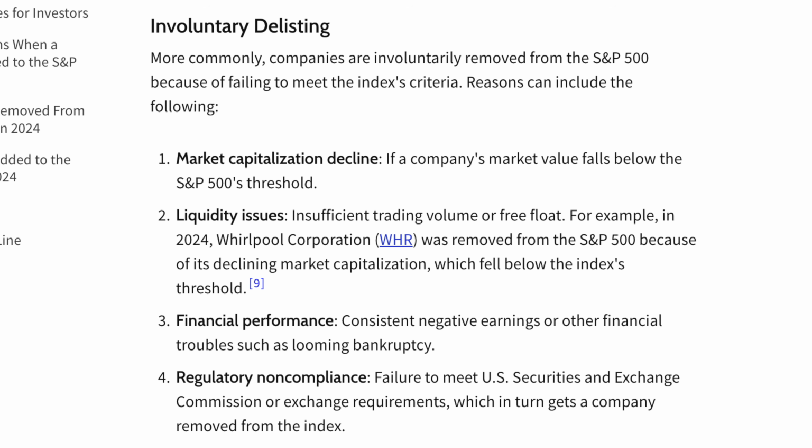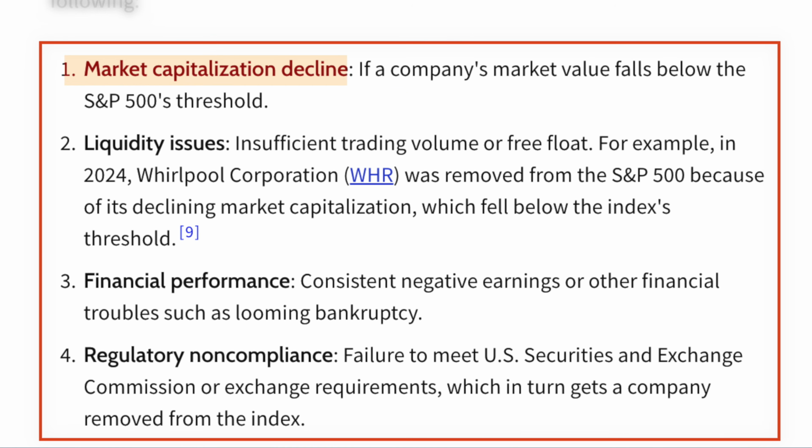So for these indexes, specifically the S&P 500, be aware that companies in the index could also be delisted if they fail to meet the index's criteria, where some of the most common ones include a significant drop in the company's market value, liquidity issues such as insufficient trading volume, a poor financial performance, say a company is consistently having negative earnings, or they fail to meet legal requirements. On top of that, understand that VOO and VTI are market cap weighted, which means the companies that are inside of the funds are given weight based on their size.